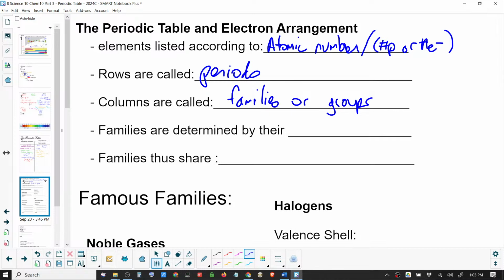Why is it called the periodic table? Because we just call it that. It is made up of periods, but why are they called that? Why aren't they called something else, like rows? Is it because the valence electrons periodically repeat? They're the valence electrons, the properties, what charges they go to, periodically repeat. So the properties repeat. Families are determined by their properties.